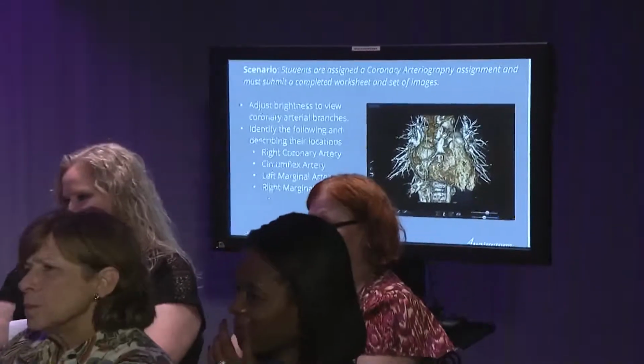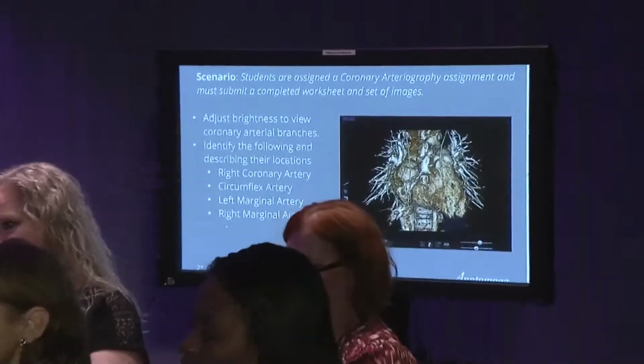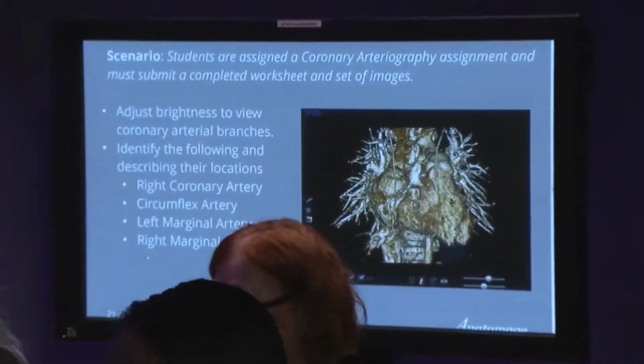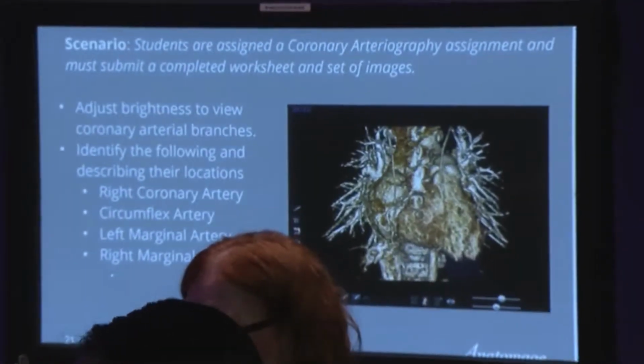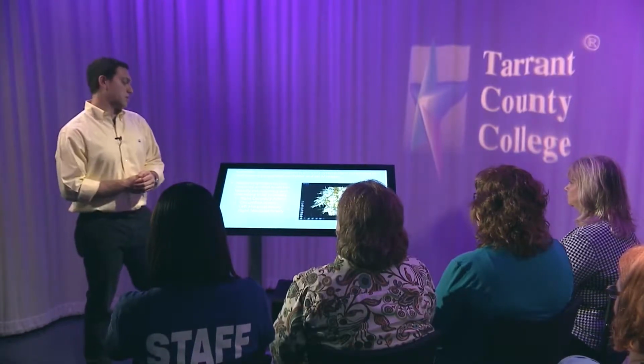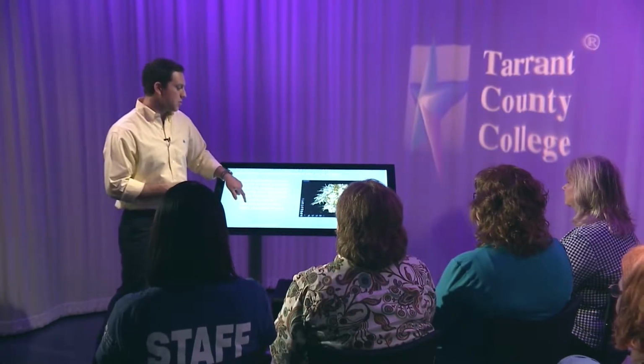So in this case, for the image library, they're asked to adjust the brightness to view the arterial branches, and then they want a specific location. They're asking them to describe a specific location. So in this case, the right coronary artery, the circumflex, the left marginal, and the right marginal.